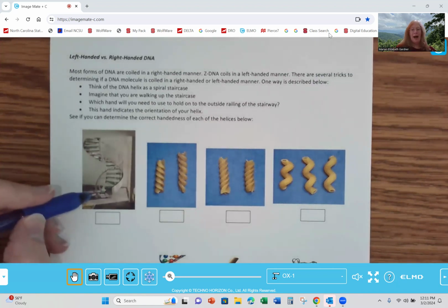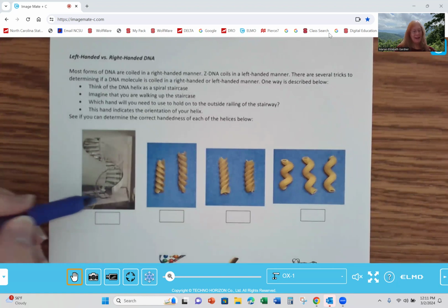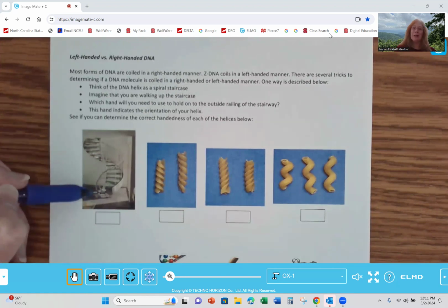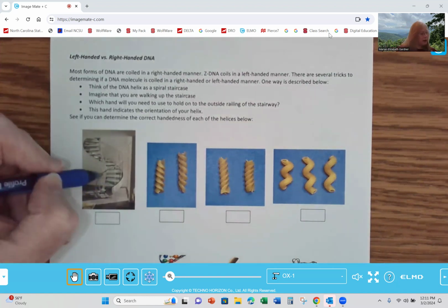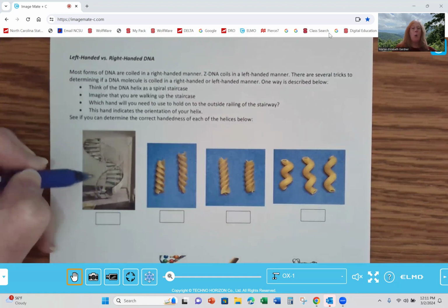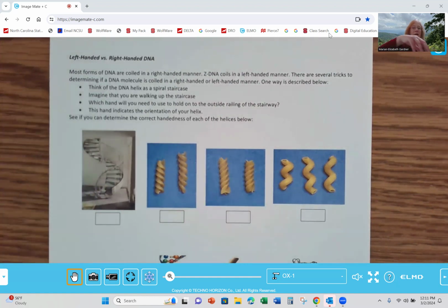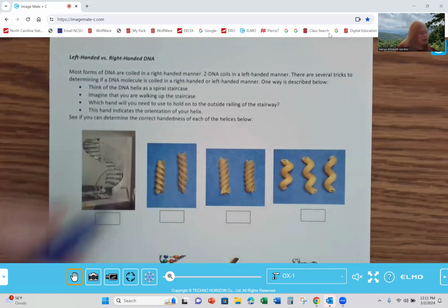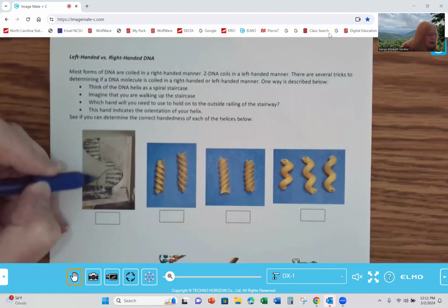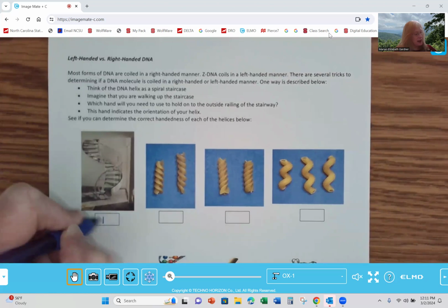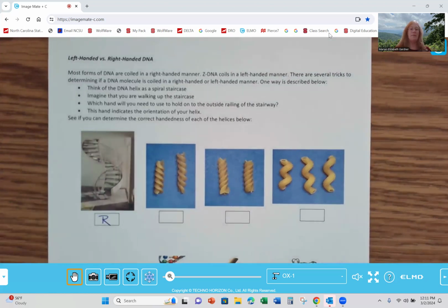In order to figure out how this stuff coils, I finally realized that you can look at a circular staircase. Stand at the bottom, put your hand on the railing, this outer rail right there, and then walk up the stairs and turn. The hand that's on the railing is the coiling direction. So if my hand is on this rail right here, that is going to be a right-handed coil.